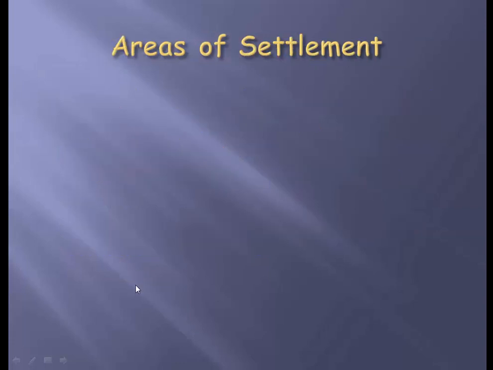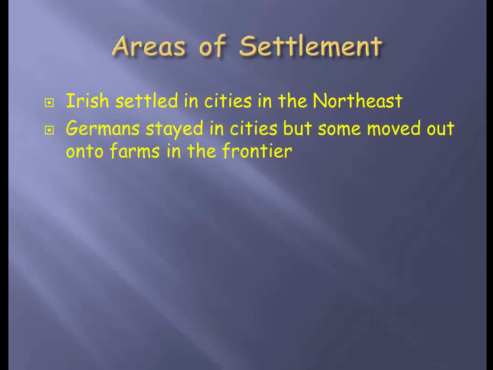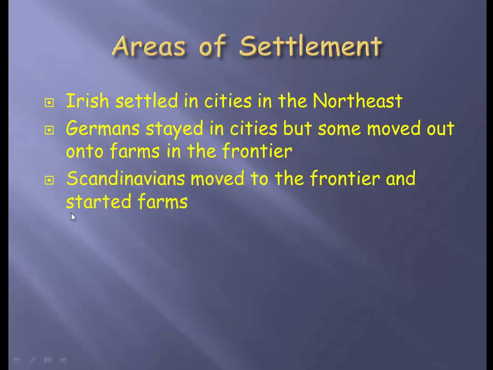Well, where did they settle? The Irish are going to be settled in cities in the Northeast. They were really good workers. They weren't treated too well simply because they were Roman Catholic, whereas the earlier immigrants were predominantly Protestant, right? Germans, you'll find, stayed in the cities, but some began to move on onto that frontier to set up small farms and push the envelope, all right? Scandinavians definitely moved out onto the frontier in the Appalachians and beyond the Appalachian Mountains and began farming. So that's what those three groups are doing.